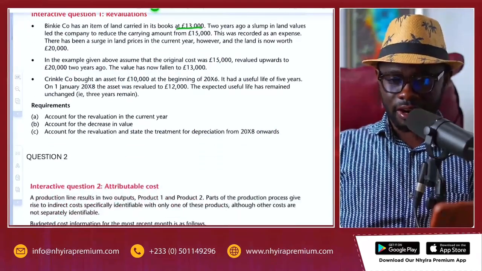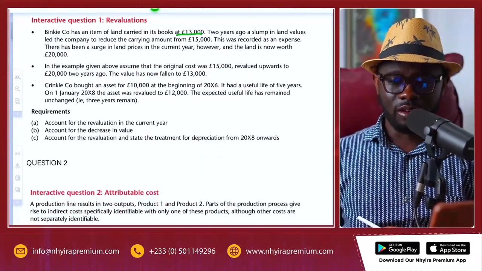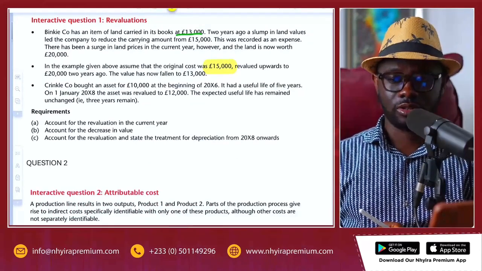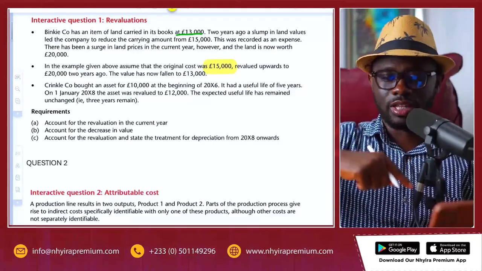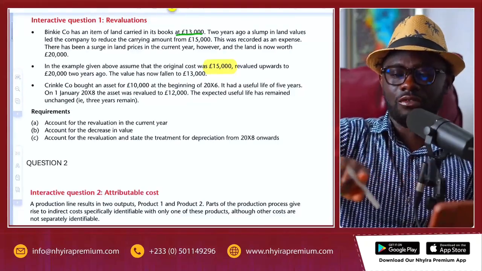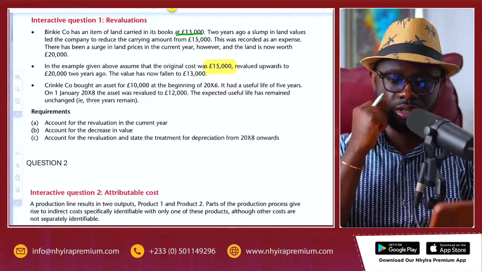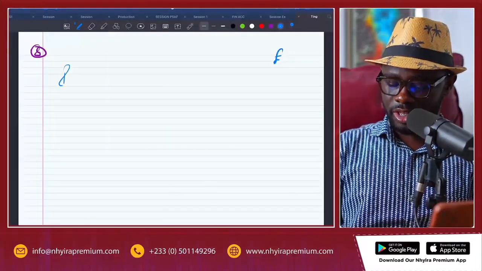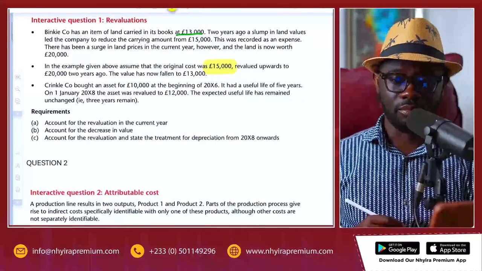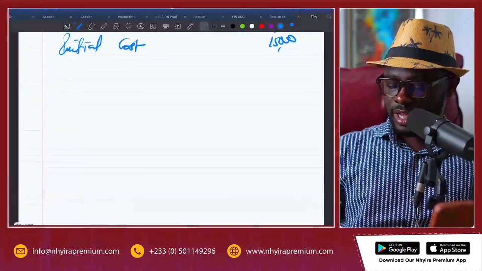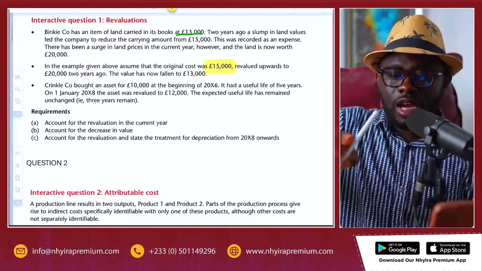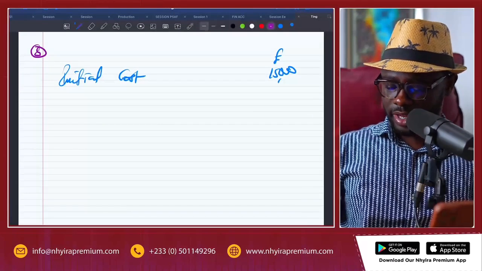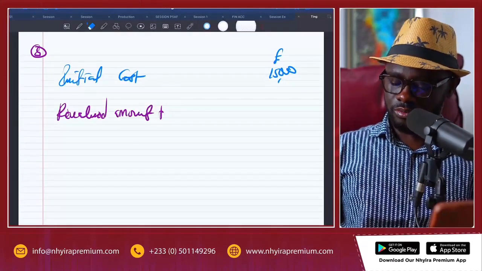Let's look at a second scenario here. In the example given above, assume that the original cost was £15,000, revalued upward to £20,000 2 years ago, and has now fallen to £13,000. So what do we do? So second scenario, we bring in the initial cost, which is £15,000. Then what are we told? Revalued upward to £20,000 2 years ago. So we bring in the revalued amount 2 years ago, 20,000.